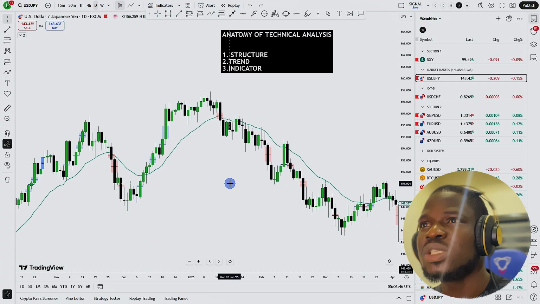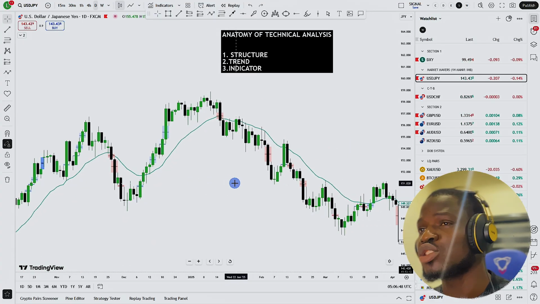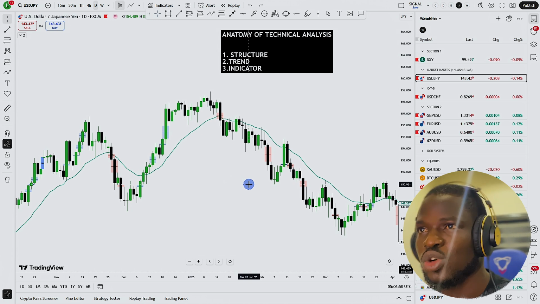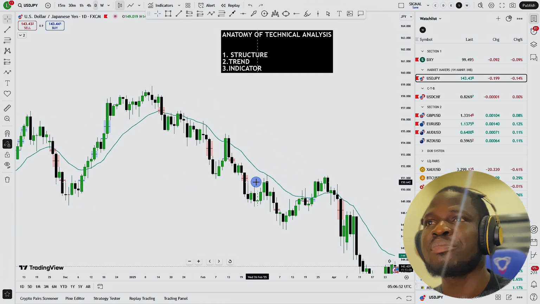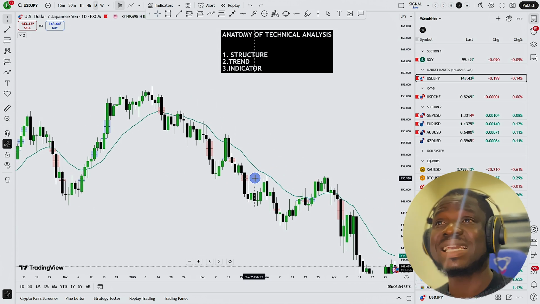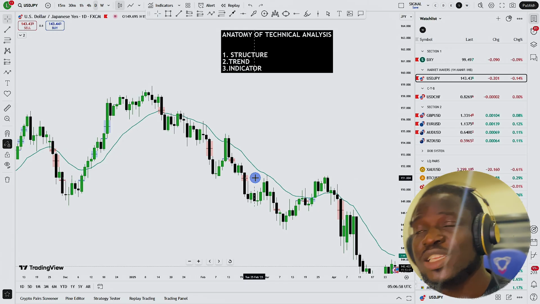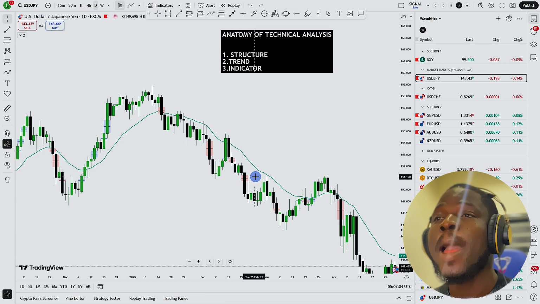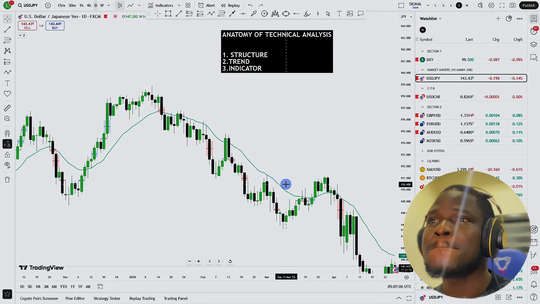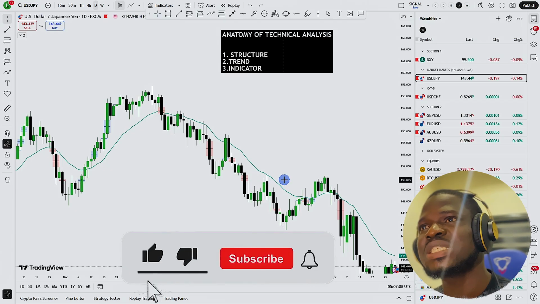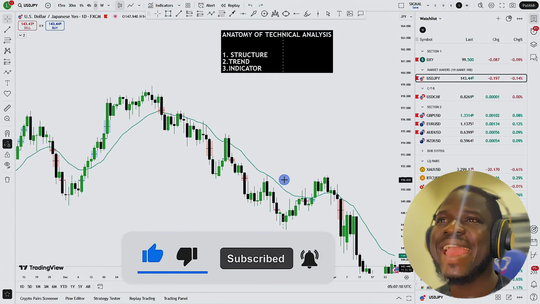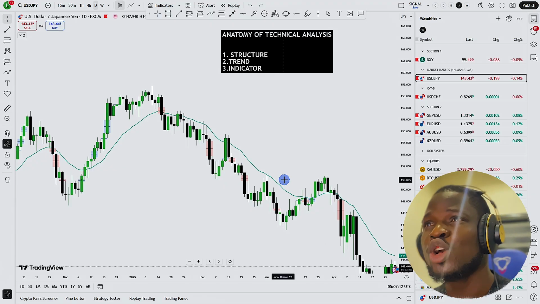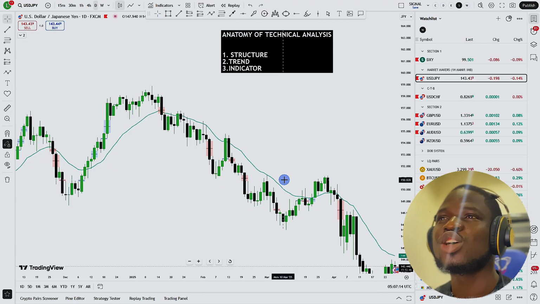And the second one is the trend. Then the third one is the indicator. Now, I've seen some traders, they depend only on indicators for market analysis. I use indicator as a confluence to support my overall bias in the market. In today's video, we're going to start from structure. I'm going to break everything down for you guys to understand the basic structure of the market.